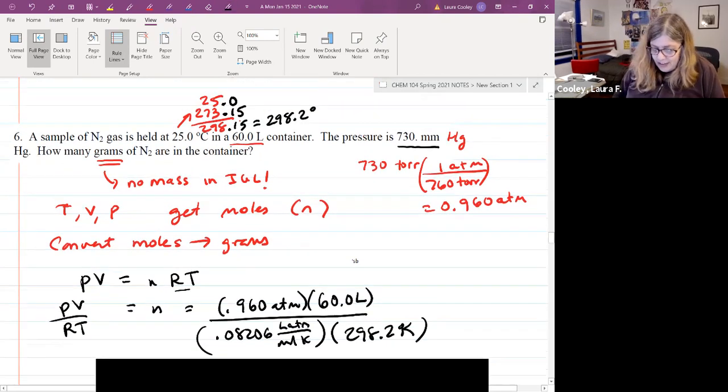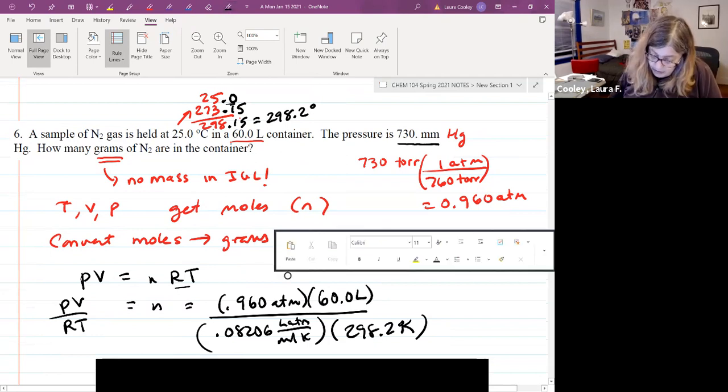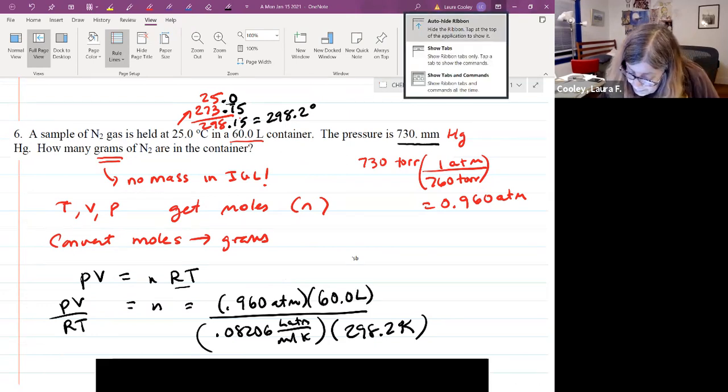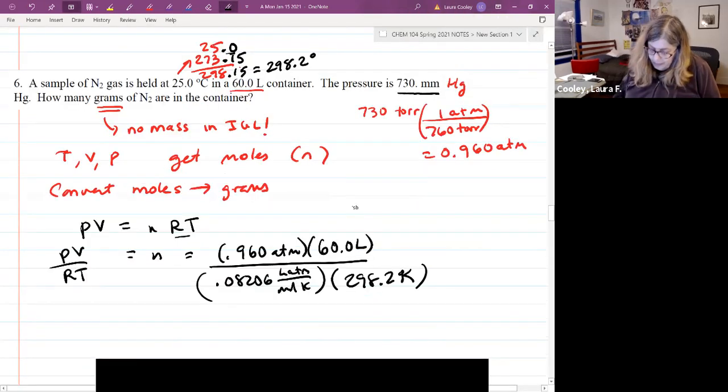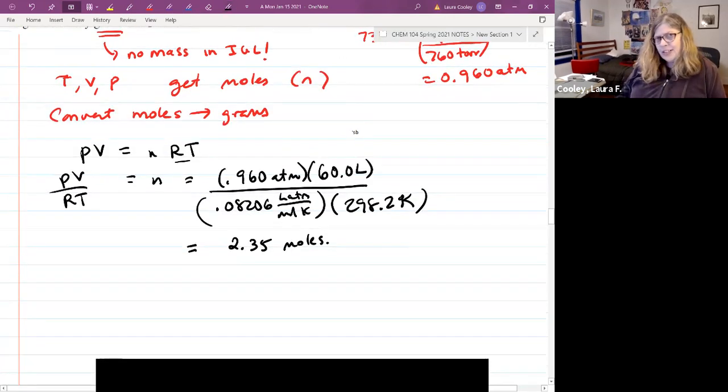The reason I had to do that in this case was because I had a decimal place in the temperature. So that's the right way to do that. All right, so doing the math, this comes out to 2.35 moles. Okay, so 60 liters.